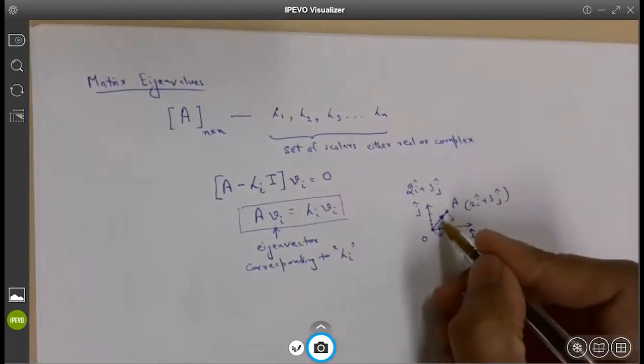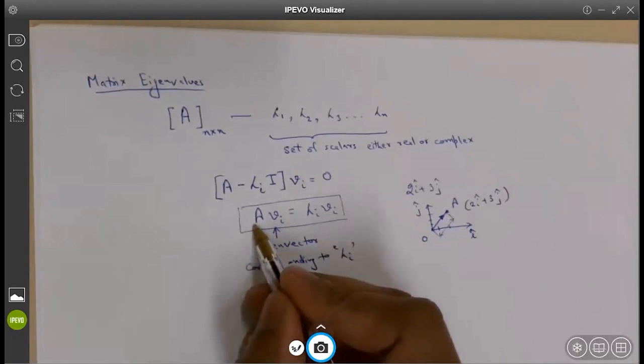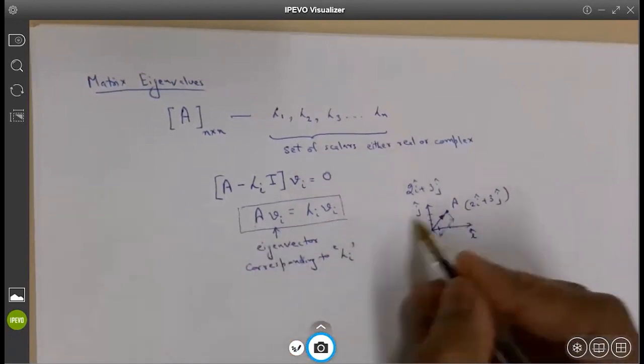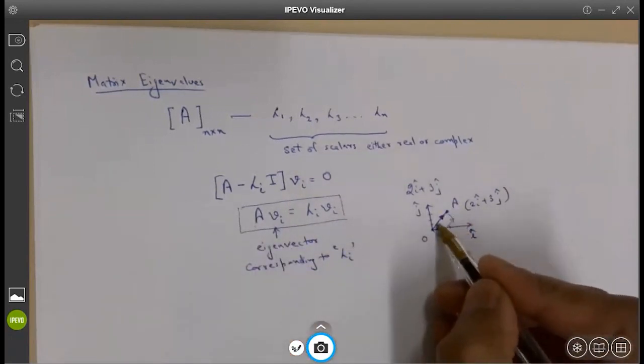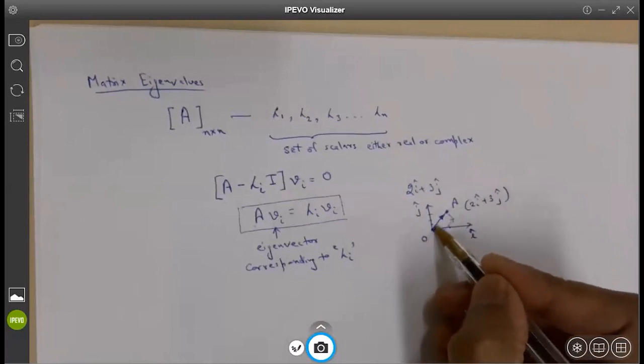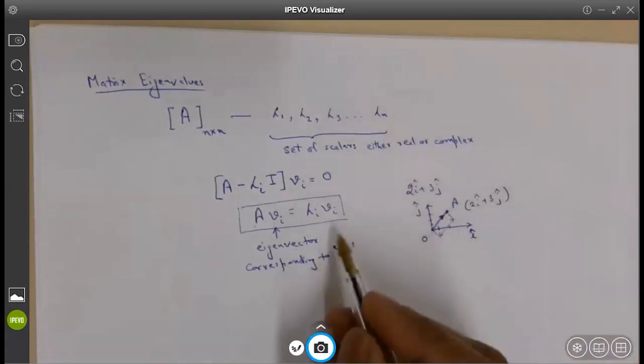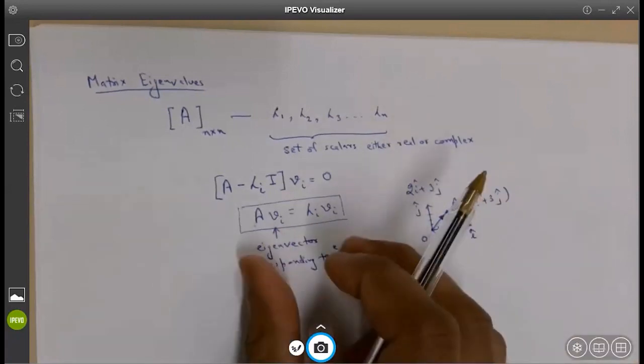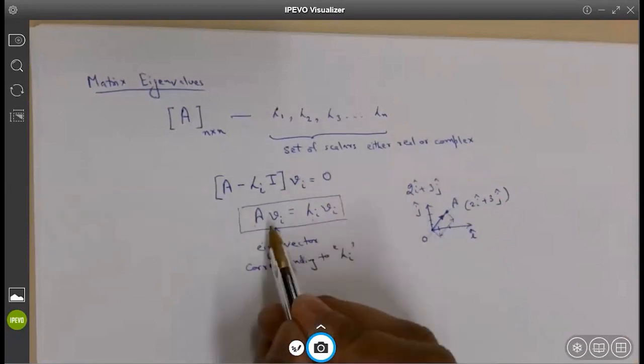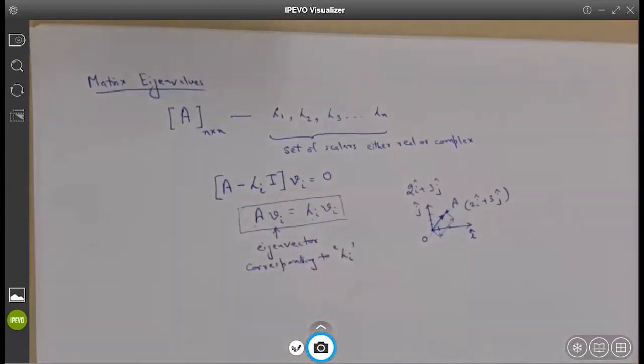So if you multiply this vector by a matrix A, the vector does not change its direction. It will either increase or decrease in length. That is what we call an eigenvalue problem, where this is your eigenvalue and this is your eigenvector. Does it make sense, guys? Yes.